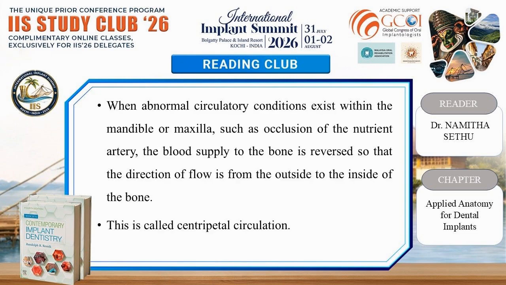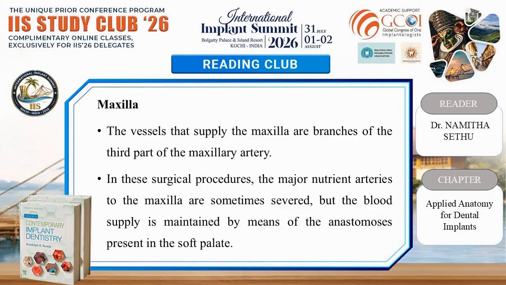When abnormal circulatory conditions exist within the mandible or maxilla, such as occlusion of nutrient artery, the blood supply to the bone is reversed so that the direction of flow is from the outside to the inside of the bone. This is called centripetal circulation. Maxilla. The vessels that supply the maxilla are branches of the third part of maxillary artery.